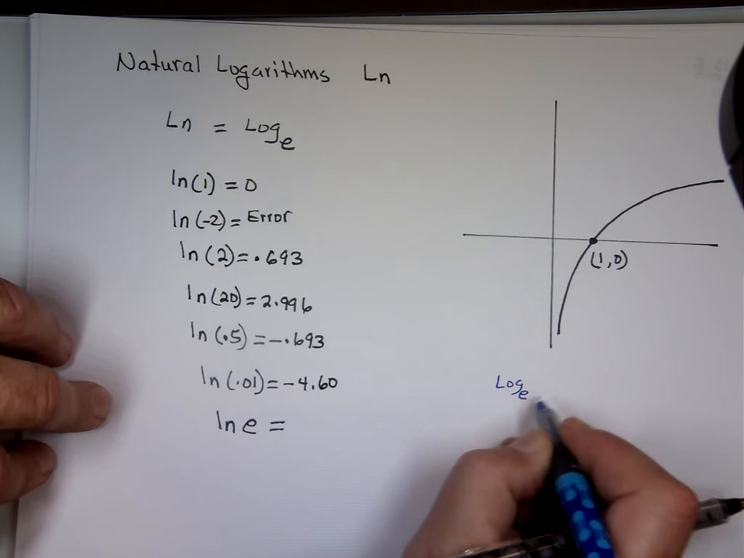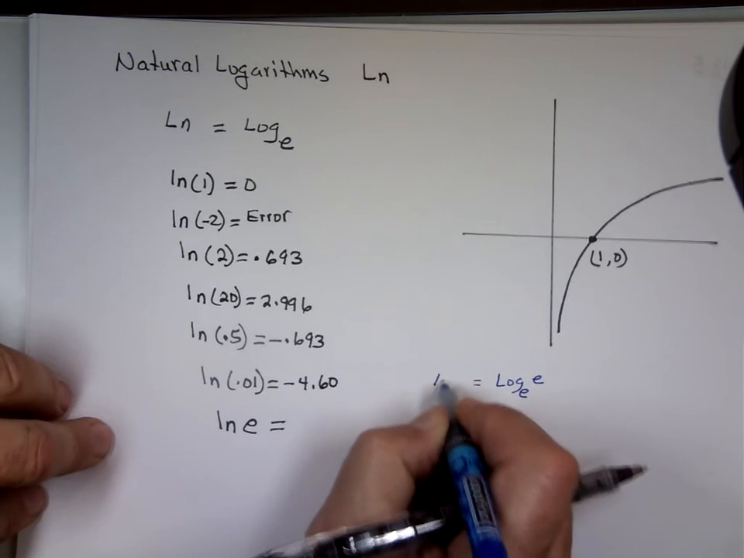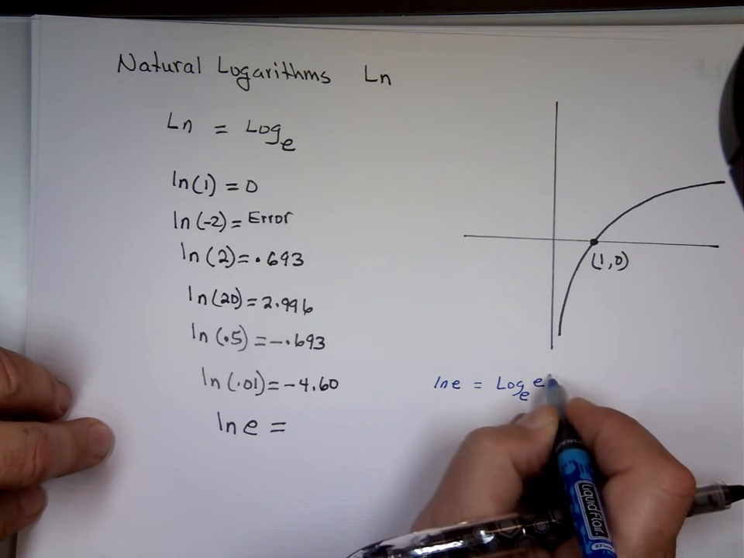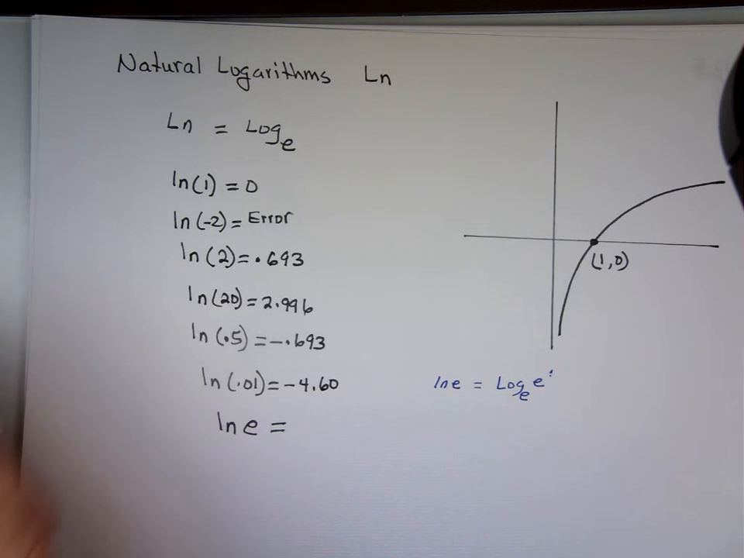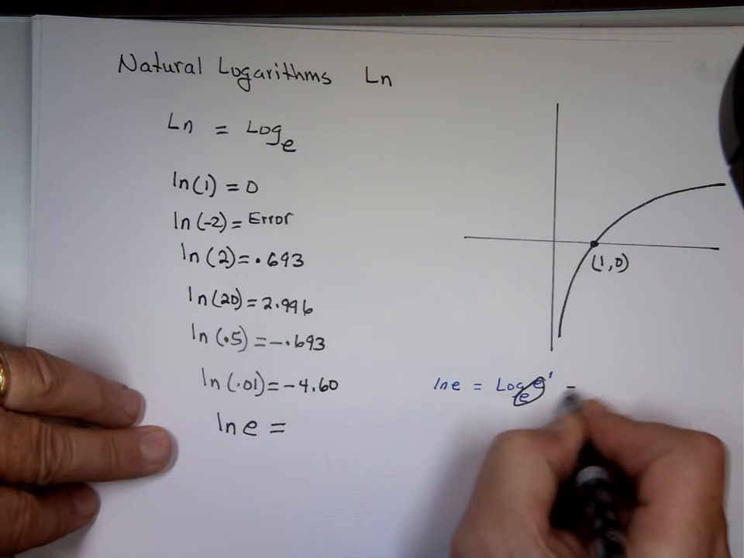Okay. That's log E. That's what ln of E means, right? So E is e to the power of 1. Since these numbers are the same, your answer should be 1.